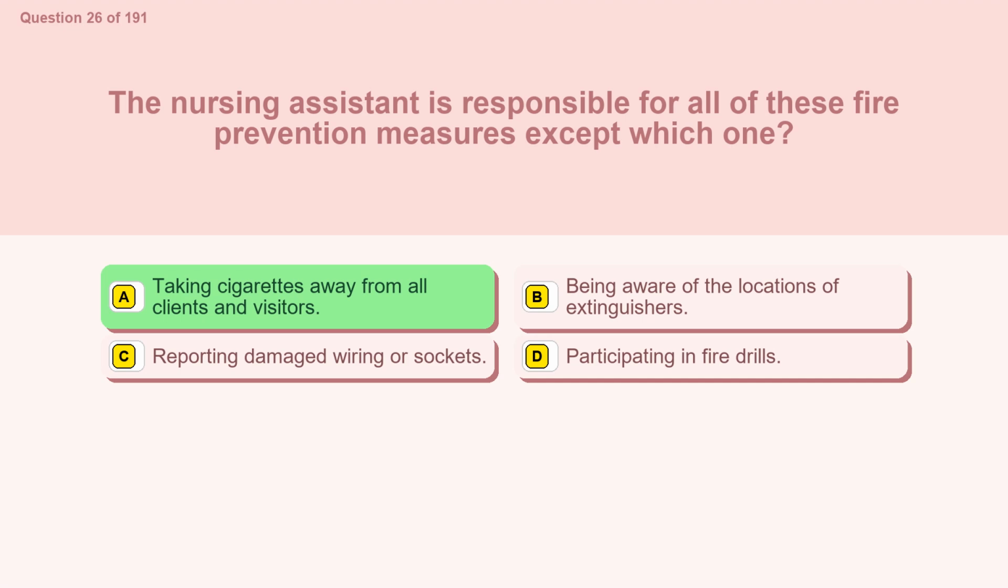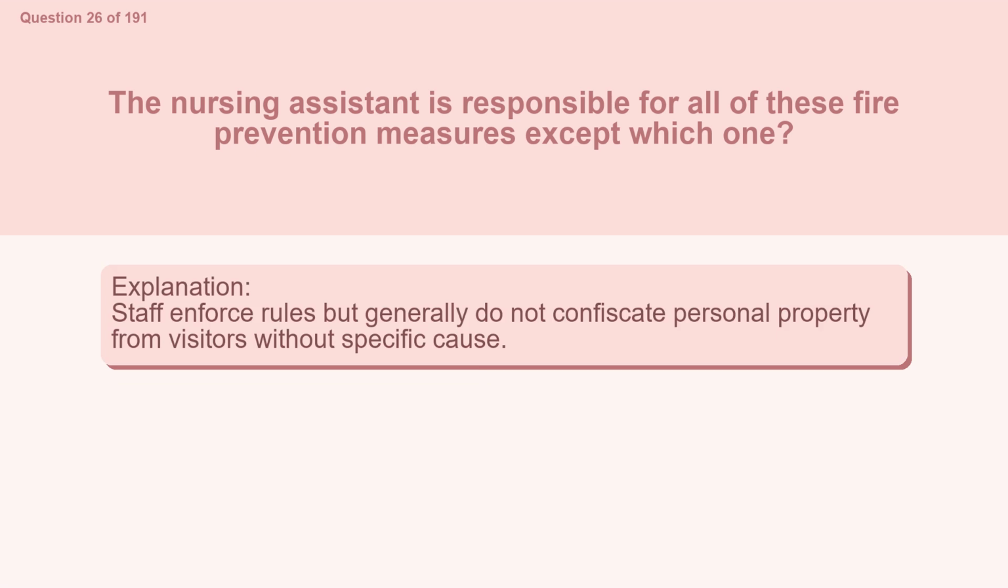The correct answer is option A. Taking cigarettes away from all clients and visitors. Staff enforce rules but generally do not confiscate personal property from visitors without specific cause.